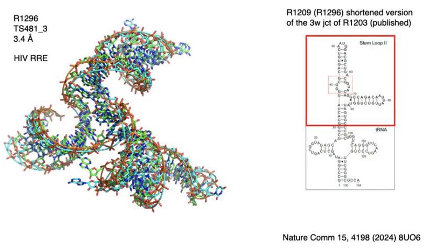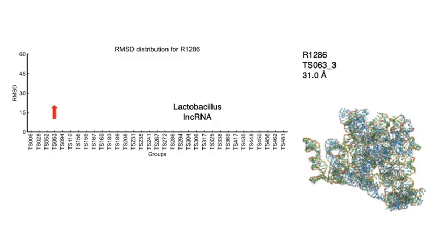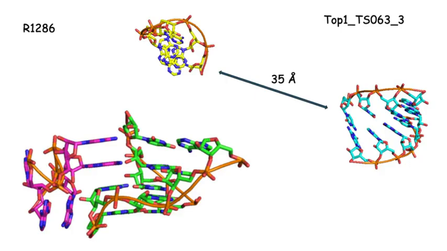And naturally, that is the R1296 shortened version, and this was published. That is the model from 481, 3.4 angstrom. That is really very decent, very nice modeling, but there is some previous data. This is a very complex non-coding RNA. That is a huge one. That is a very large model. And the best one was for 063, 31 angstrom.